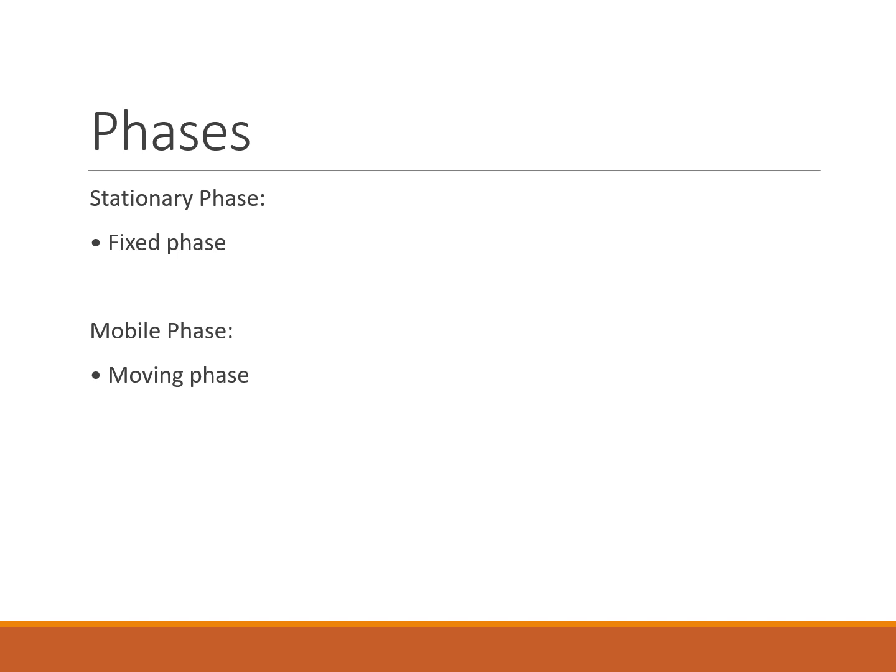So two phases are important. One is the stationary phase and the other one is the mobile phase, or moving phase. As the name shows, the fixed phase is the stationary phase, which remains stationary. However, the moving phase is the mobile phase.